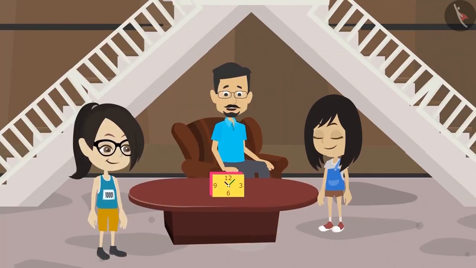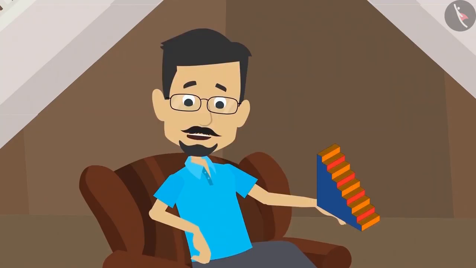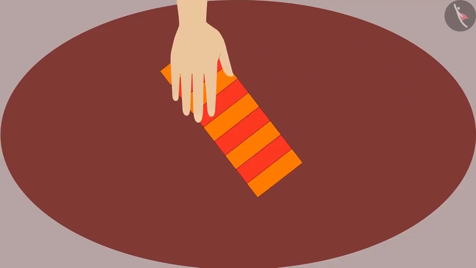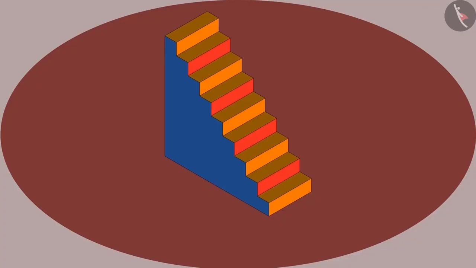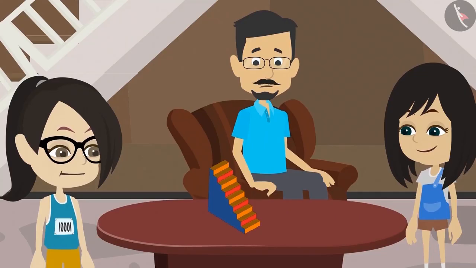Let me explain this to you with another example. See, I have a toy that is in the shape of a staircase. I will place this staircase on the table here. Now we will make a picture of it. That will be fun. Let's start. We will, but wait for a while. We will make this picture from different angles.